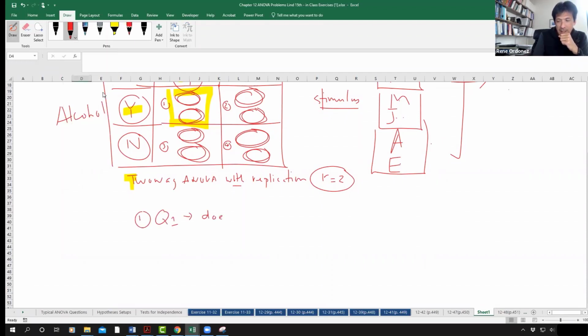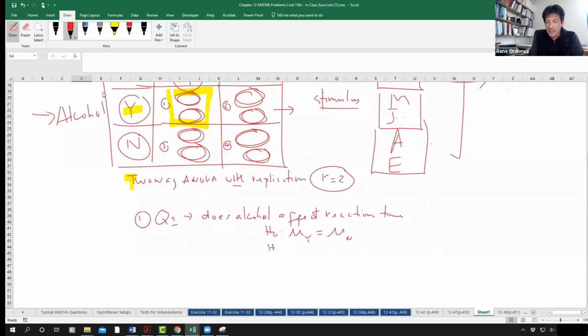Question 1: does alcohol affect reaction time? All right? So we can set this up as H0: the average reaction time of the students who consumed alcohol, this row here going this way, is equal to the reaction time of those who did not consume alcohol. All right. Alternately, mu_Y is different from mu_N.